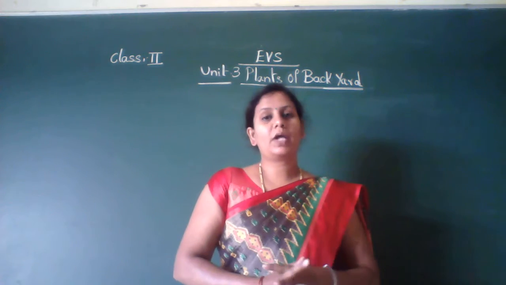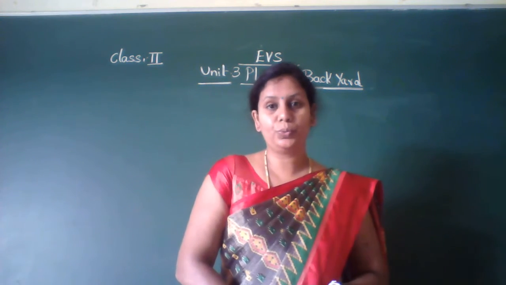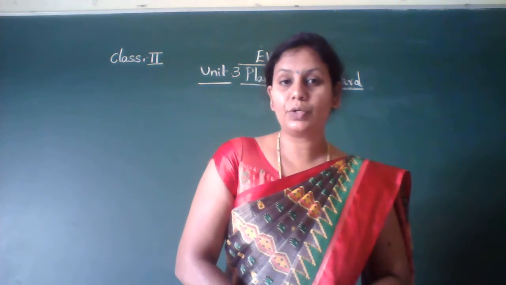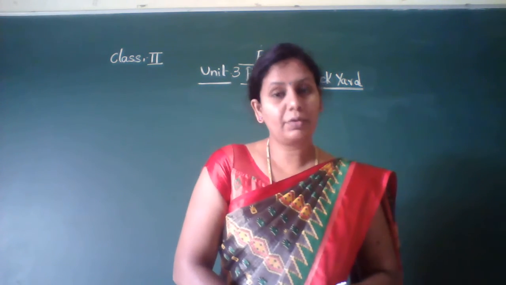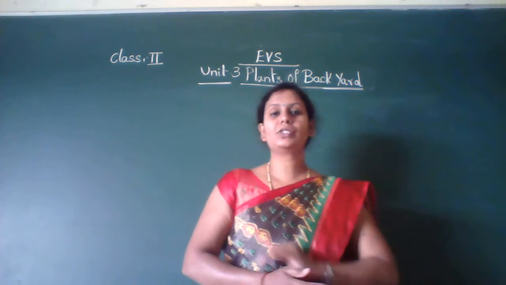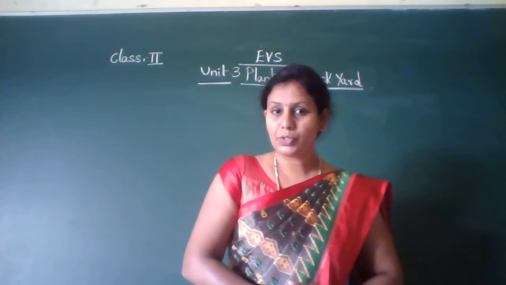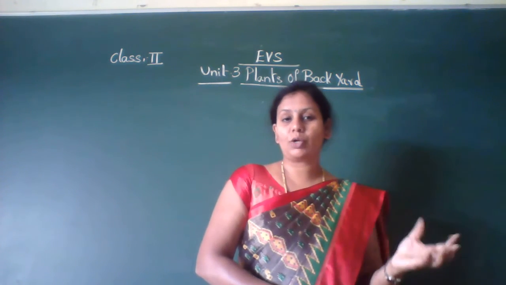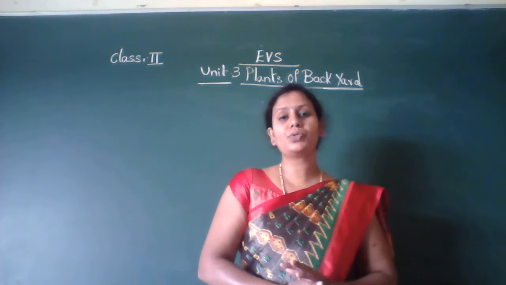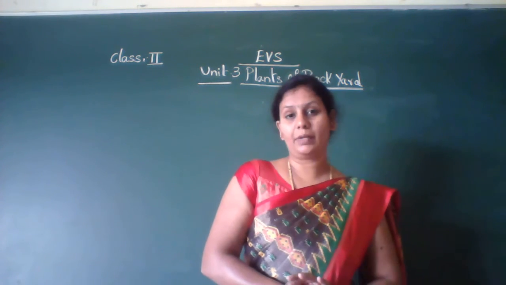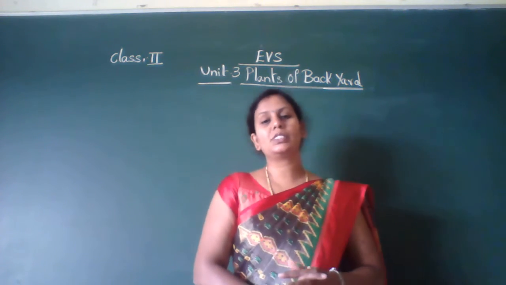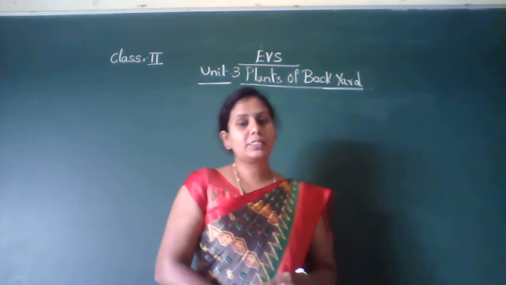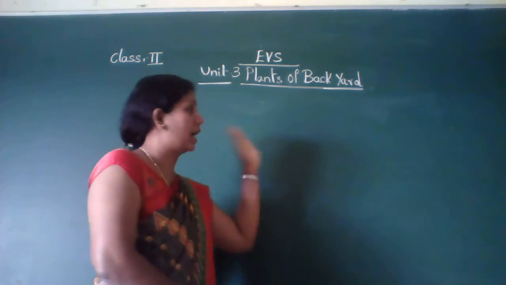Children, in the last class we finished Unit 2, isn't it? What's the title of Unit 2? The name of the chapter is Animal Rearing, isn't it? We have finished chapter 1 and chapter 2. Chapter 1 is Introduction of Animals and chapter 2 is about Animal Rearing. So, in today's class I am going to start a new chapter, Unit 3, Plants of Backyard.